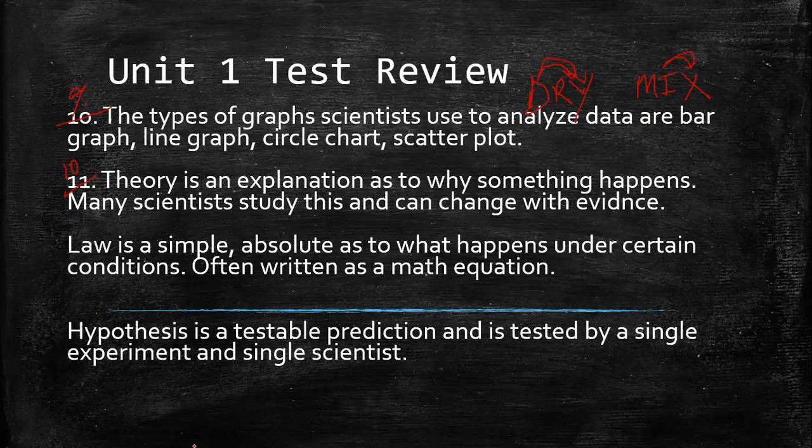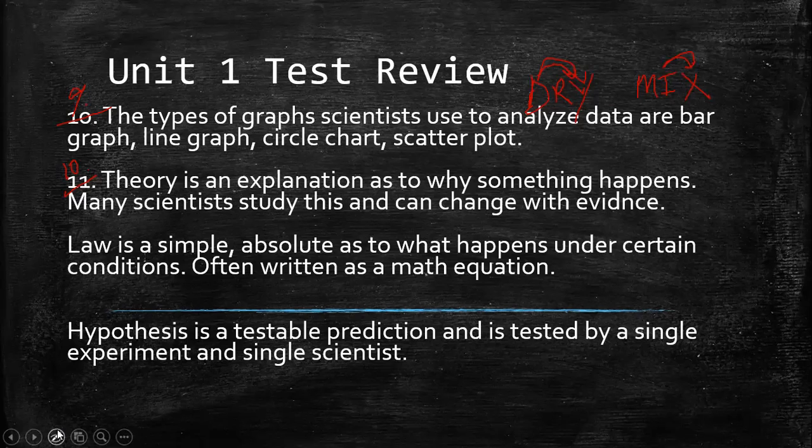DRY MIX. All right, so we've been recently going over theory, law, and hypothesis and what the difference is. So a theory is an explanation as to why something happened, and many scientists have had to study this and come up with the same results for it to be considered truthful. Remember that theories can change as new evidence is gathered. Evidence is often gathered through new technology. So as we gather new evidence, theories can be changed, and theories aren't just one person's idea. They have been extensively tested.